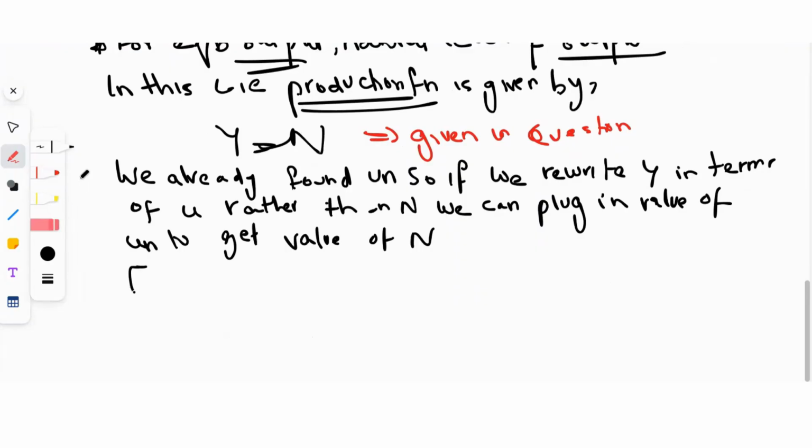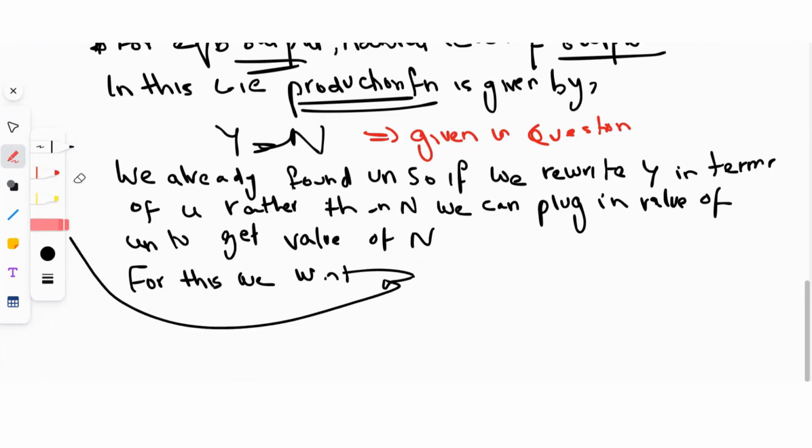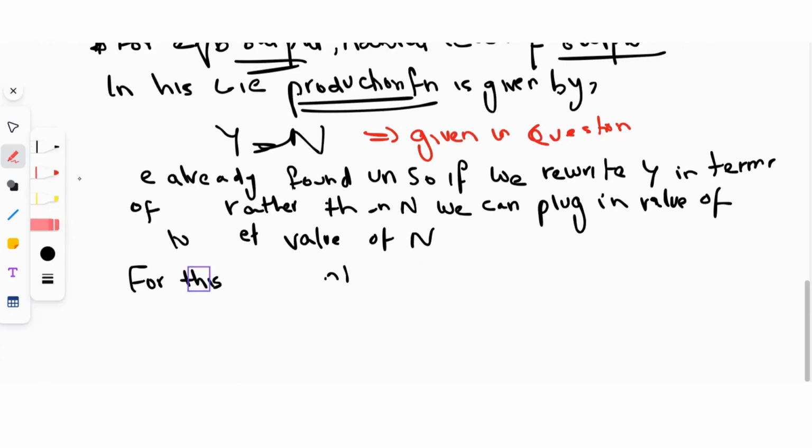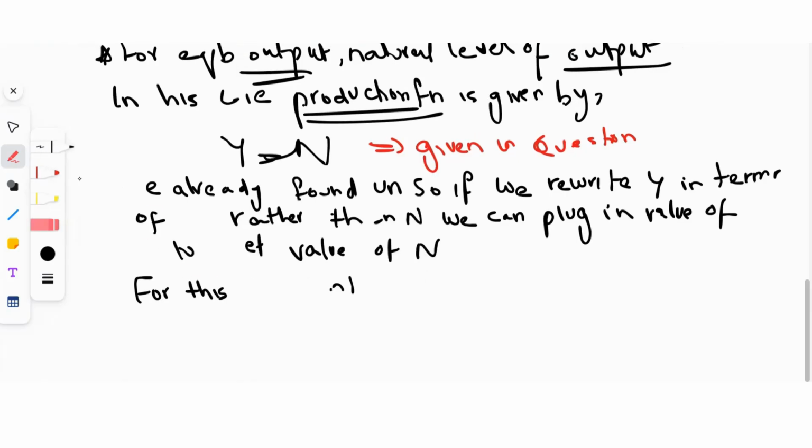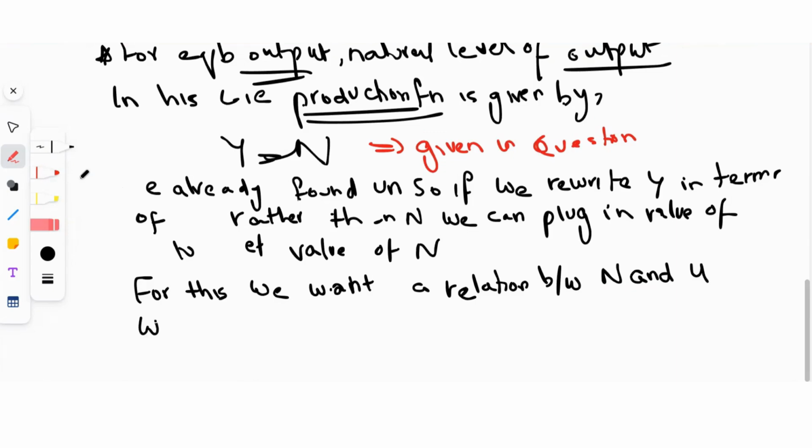For this, we want a relation between n and u, and we know n and u are always connected because n is the level of employment, u is the unemployment rate, so they'll be connected through the labor force, right? Because the labor force includes both employed and unemployed.